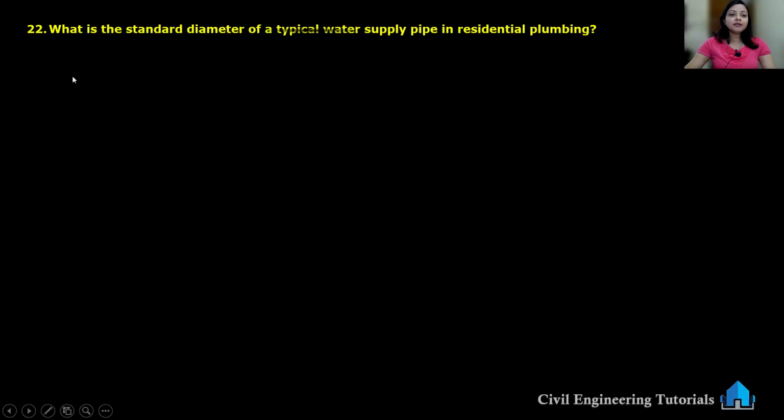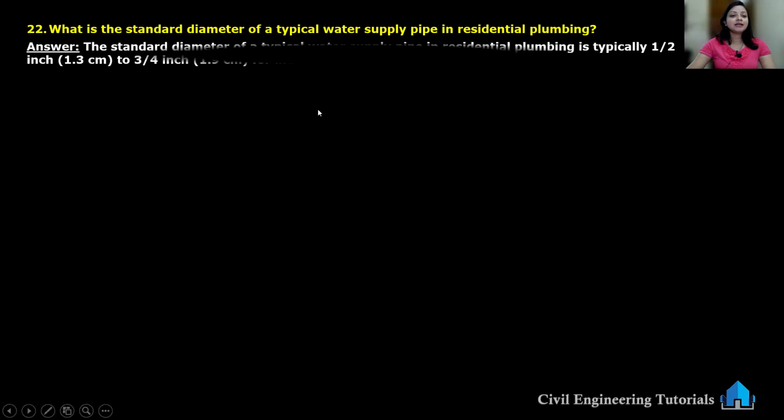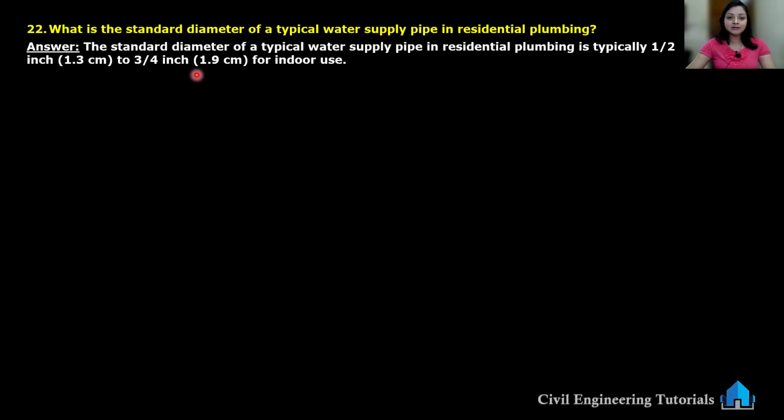Next question, what is the standard diameter of a typical water supply pipe in residential plumbing? Okay. So the answer is the standard diameter of a typical water supply pipe in residential plumbing is typically half inch, that is 1.3 centimeter, to 3/4 inch or 1.9 centimeter for indoor use. So remember, this is half inch or 1.3 centimeter to 3/4 inch or 1.9 centimeter for indoor use.